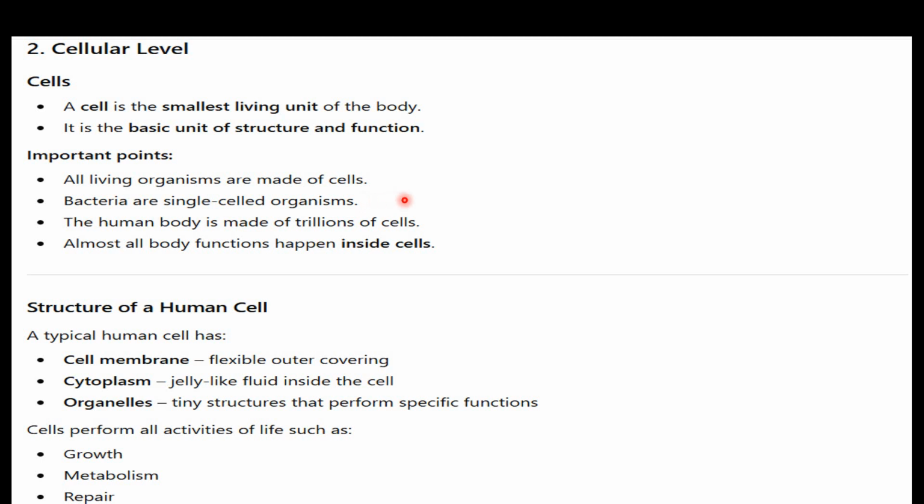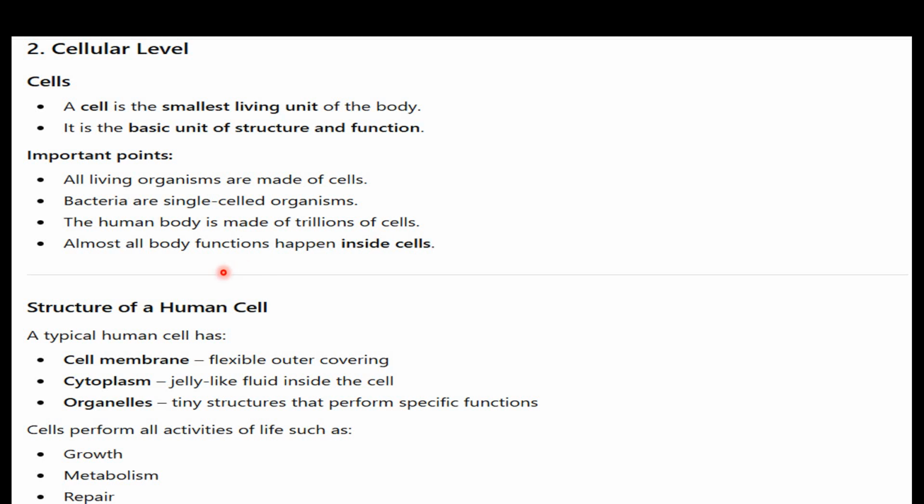Bacteria are single-celled organisms, and the human body is made up of trillions of cells. When trillions of cells build together, that formation is the human body. Almost all body functions happen inside a cell itself. So whatever function is performed or happens, it happens inside the cell.